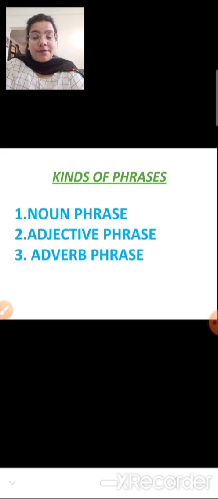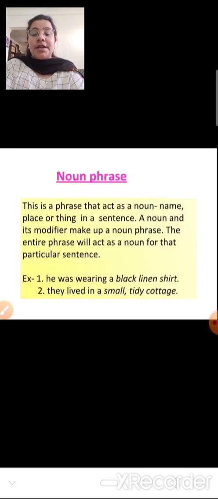We have completed phrases. You got to know what a phrase actually means. In the same way, noun phrase, adjective phrase and adverb phrase are similar, but they just differ a bit. Let's first understand what is a noun phrase. You all know what is a noun. If a sentence has a noun, then it may also have a modifier. Modifying means a word which is describing the noun. That is known as a modifier word for the noun.